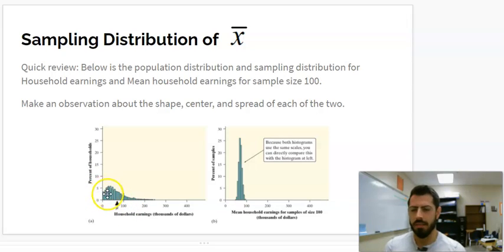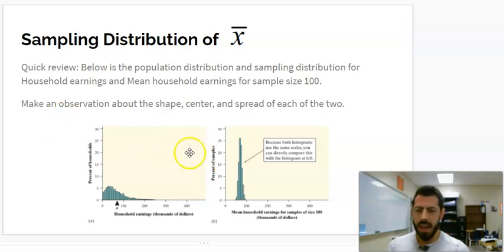So this is a sample size of 1. For here, we have mean household earnings for sample sizes of 100. So basically 100 random data points from this distribution averaged made 1 data point over here. And we still have the same mean at about 75.